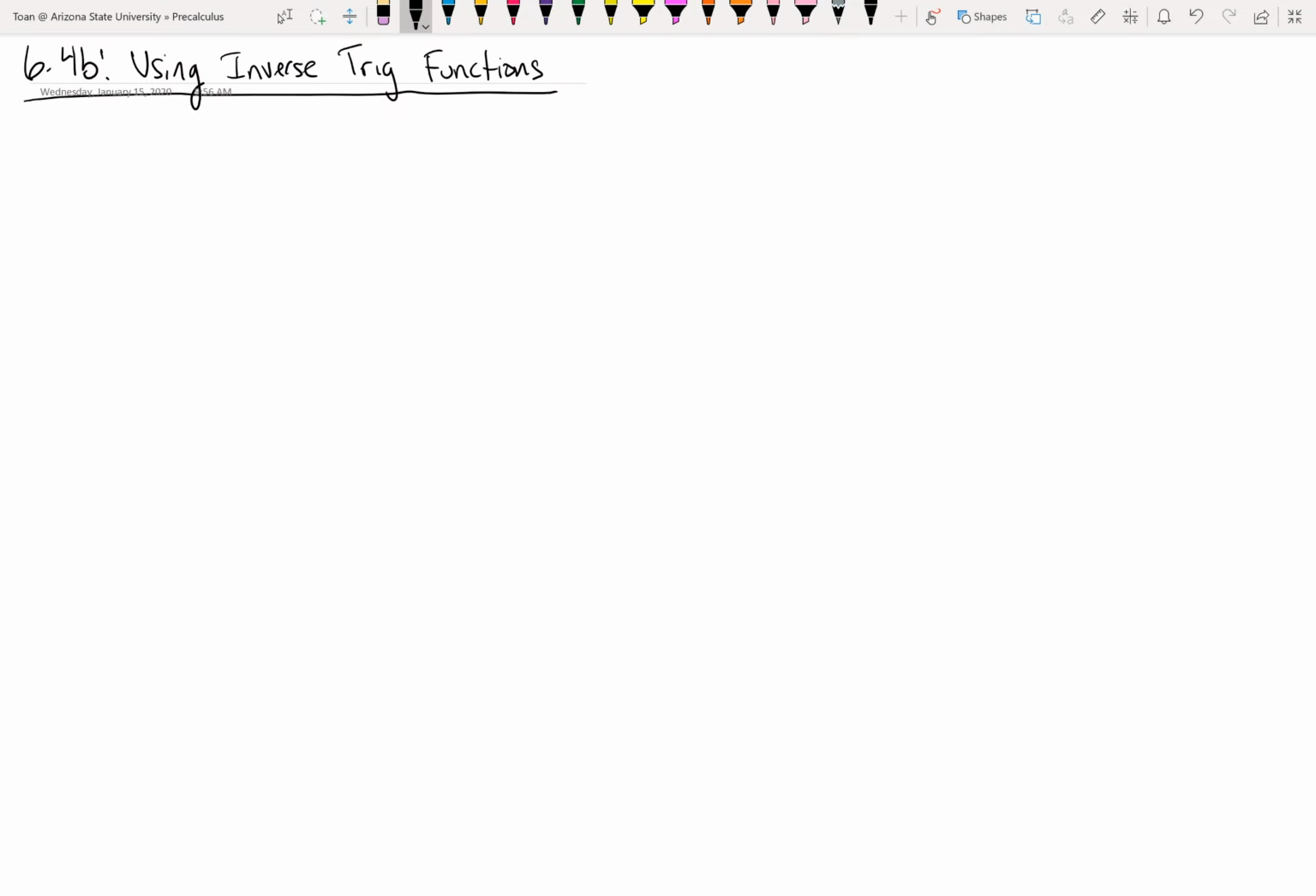So the second half of 6.4 will be about using inverse trig functions. In yesterday's lesson, we talked about what inverse trig functions are and some of their restrictions in terms of domain and range. Today we'll actually utilize them to solve equations and solve problems.